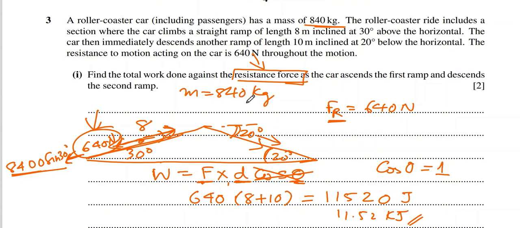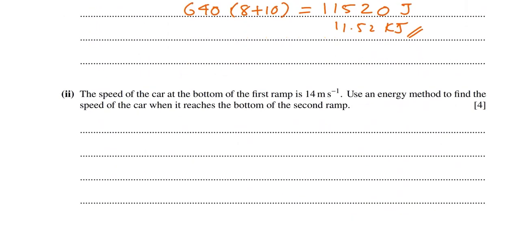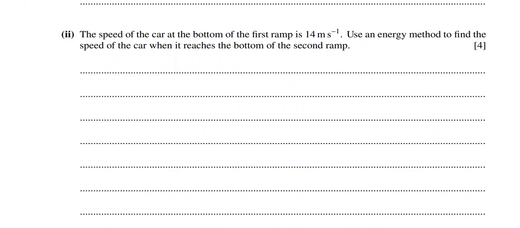Okay, next part. The speed of the car at the bottom of the first ramp is 14 meters per second, at the bottom of this 30 degree ramp. Use an energy method to find the speed of the car when it reaches the bottom of the second ramp. That means they are not at the same level.